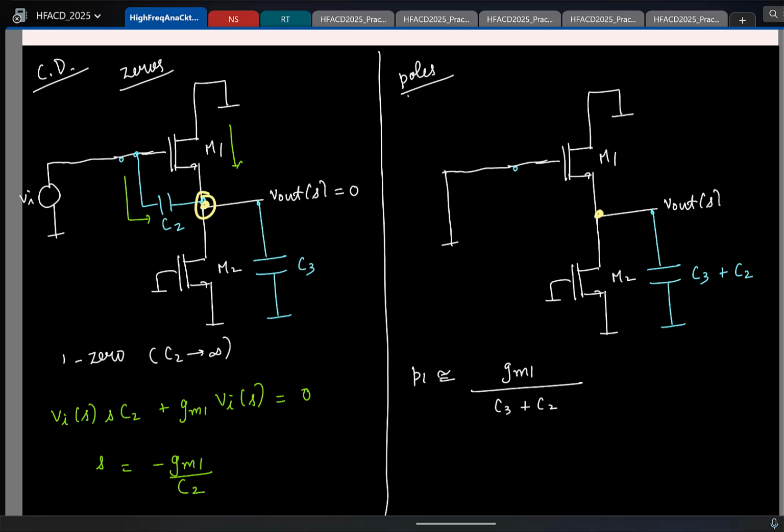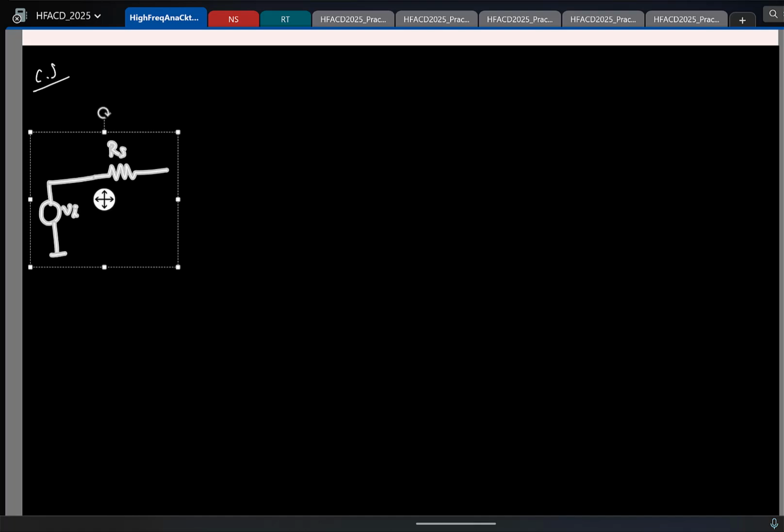So that's common drain, easy. So let's now look at common source. Let me do common source. The way I'll draw common source is this way. For the common source, I will arbitrarily assume that I have a series resistance with the input source. I'm just introducing this RS to demonstrate something.